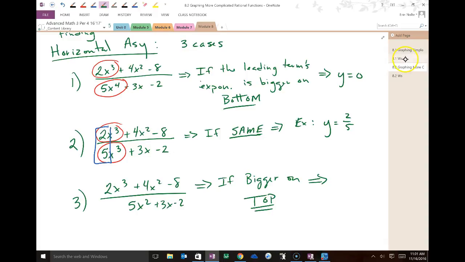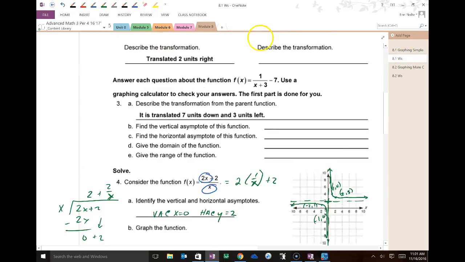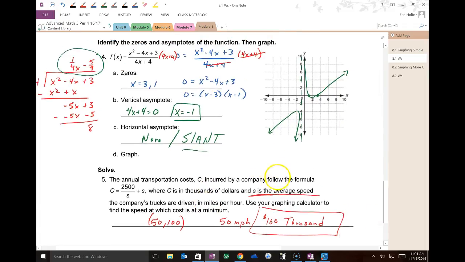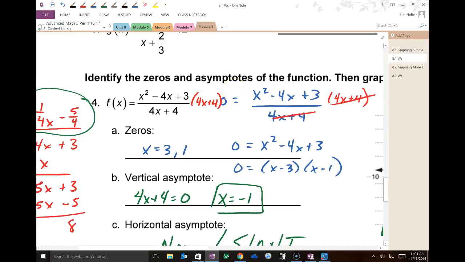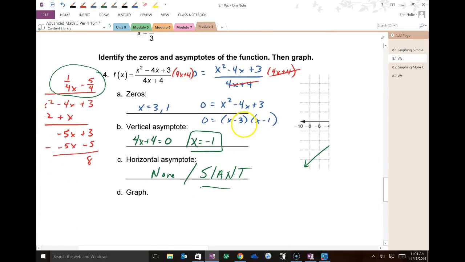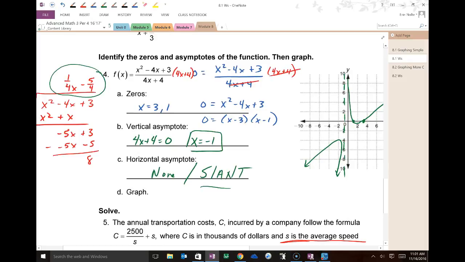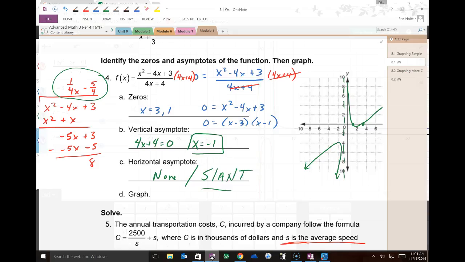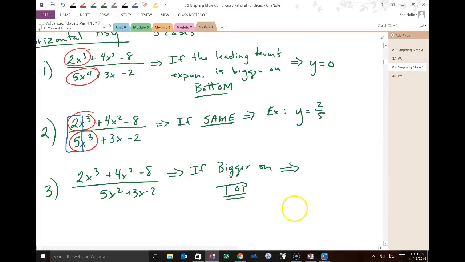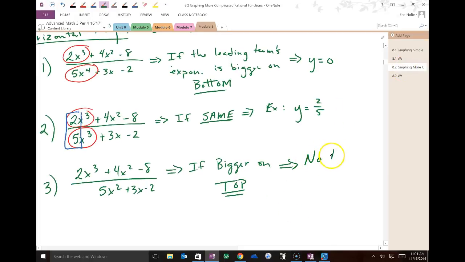Example. We did the one just like this. Yeah, when it's bigger on top, we have a slant asymptote. Okay, so we don't have a horizontal asymptote, but instead have a slant asymptote. So that's like example 4 that we did in the worksheet, or tried to do. So we can say no horizontal, but instead a slant.